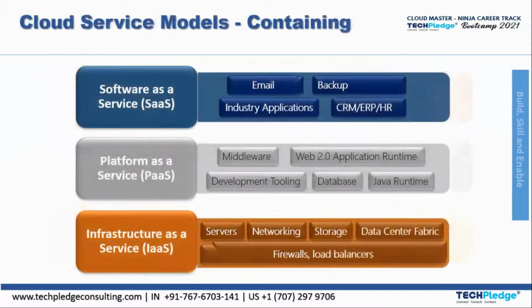So, moving on to the next, here are some examples of what SaaS contains, what PaaS contains, and what IaaS contains. So, how are these services classified? When you talk about firewalls, load balancers, networking, storage, servers, and all, this comes under infrastructure, the data-centric fabric, as you can see over here. So all this comes inside infrastructure as a service.